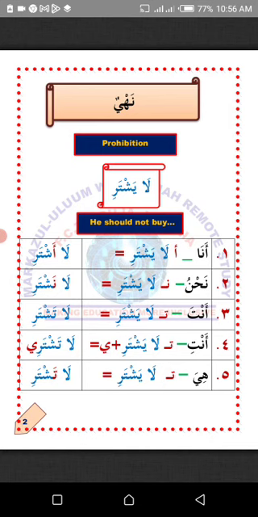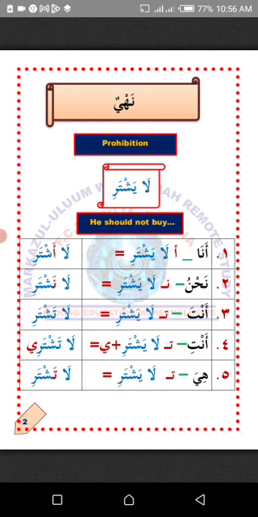Ithnan, number two, nahnu, we. So how do we change the verb لا يشتري to suit nahnu? All you need to do is to detach yaa and attach noon. So the verb لا يشتري will now become لا نشتري, which means we should not buy.